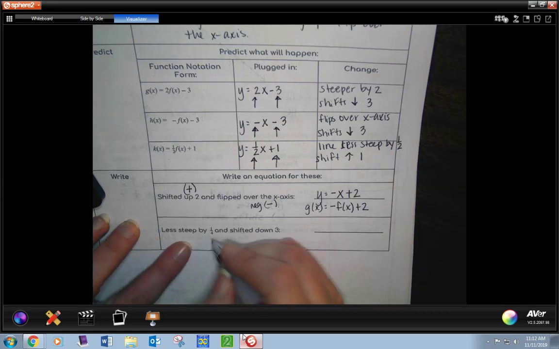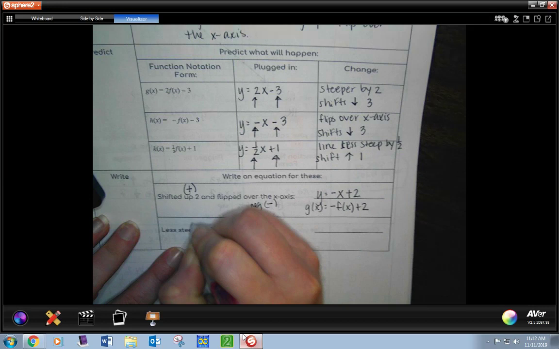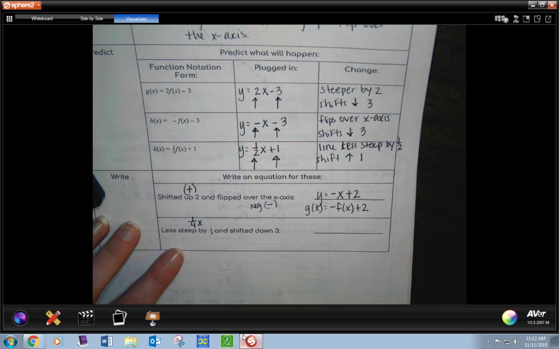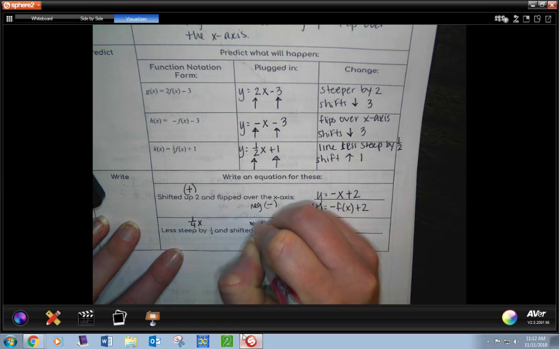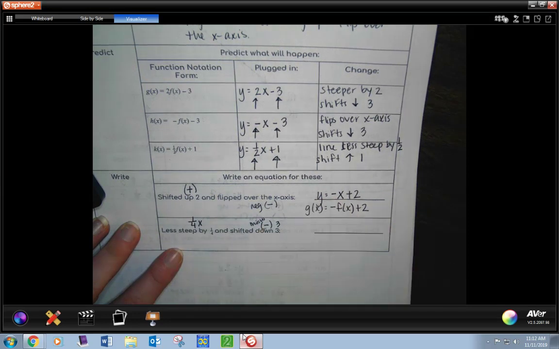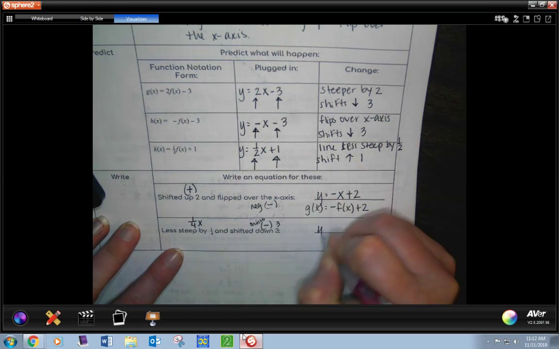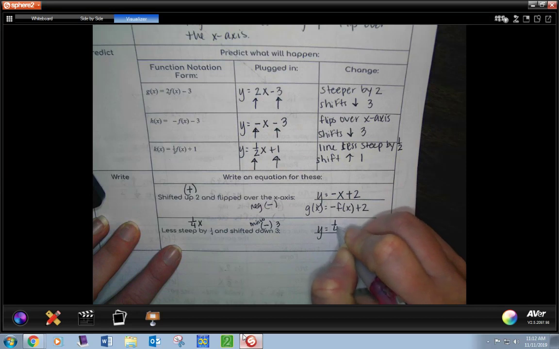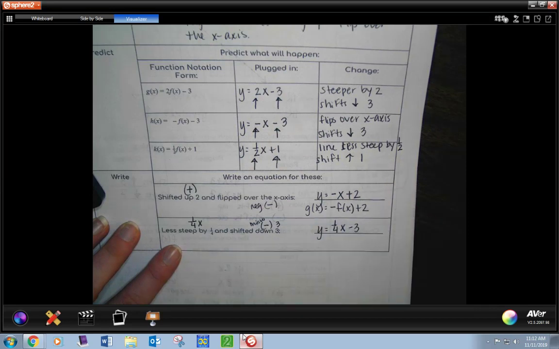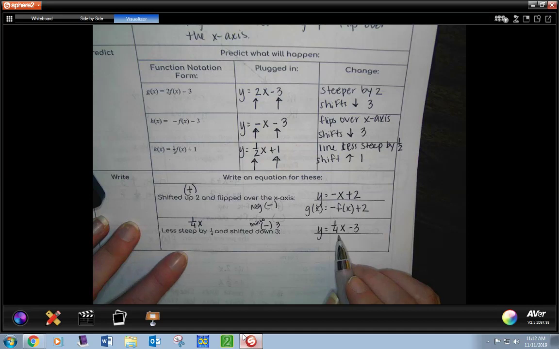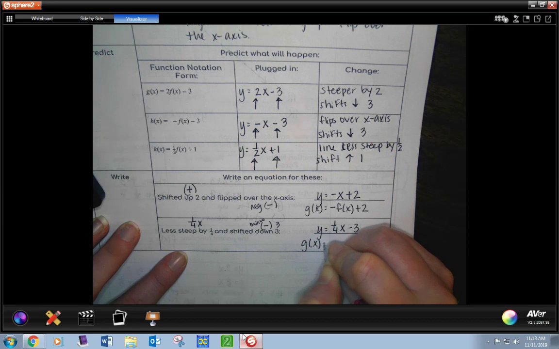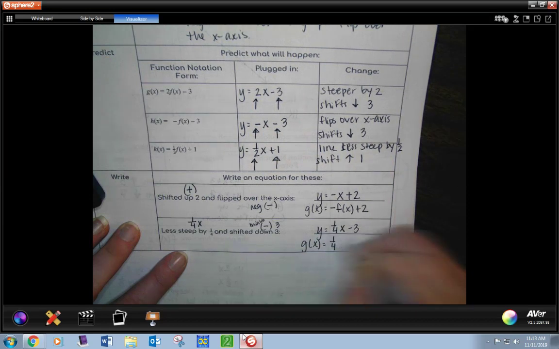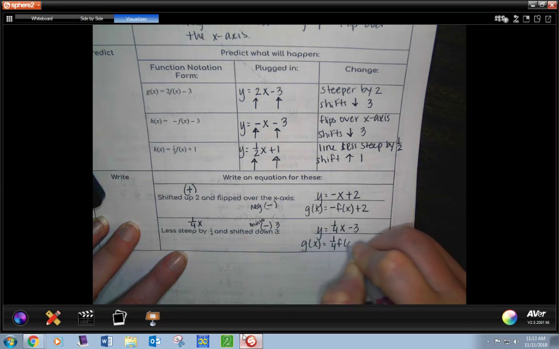Now, less steep by 1/4. That means you're going to have 1/4 in front of x, because less steep is a number in front of x. Shifted down 3 means we are minus, and this time this is a minus, not a negative, 3. Okay, so I'm going to start with y equals, and it goes 1/4 x minus 3. And if I were to make this back to function notation, I'm just going to stick with g of x. And it equals 1/4. We keep everything but the x. The x becomes f of x minus 3.